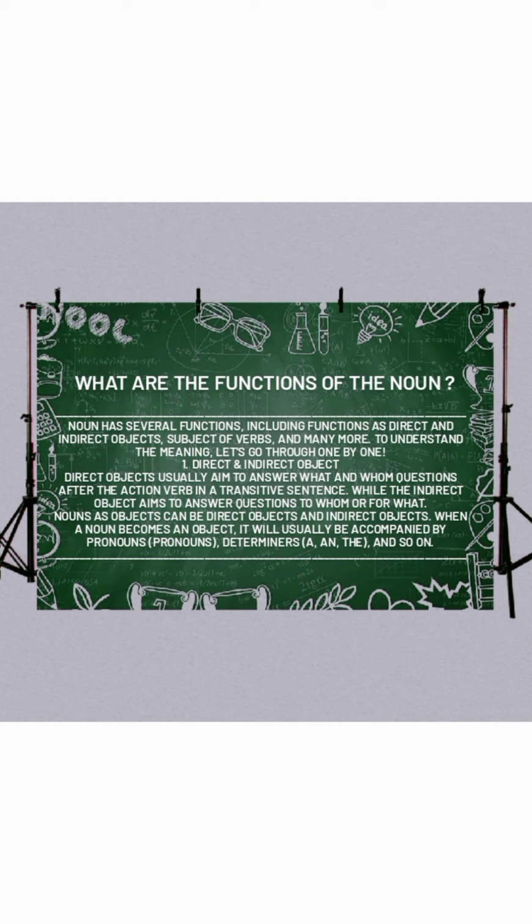Direct object usually aims to answer the what or whom question after the action verb in a transitive sentence, while the indirect object aims to answer the question to whom or for what. Nouns as object can be direct object and indirect object. When a noun becomes an object, it will usually be accompanied by pronouns, determinants a, and the, and so on.